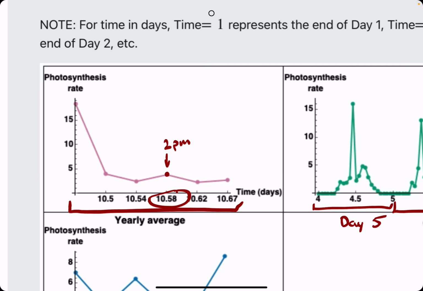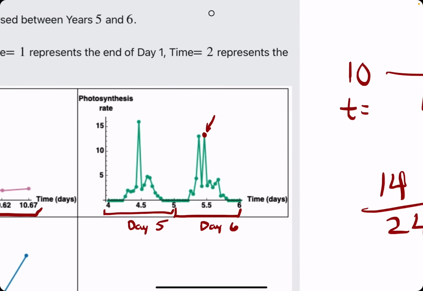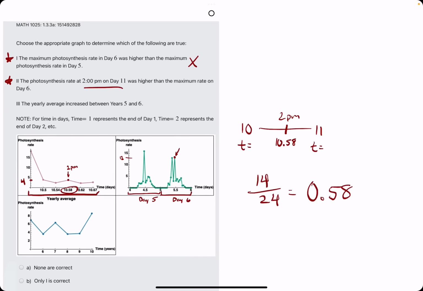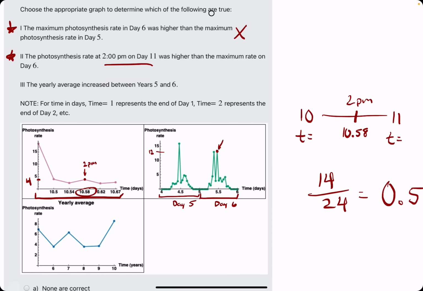It looks like the 2 p.m. value had a rate of about 4, maybe 3. My line was a little sloppy there. I'd say it's closer to 4. And then on day 6, the max rate was at least 12. And they say that the 2 p.m. rate, the 4, was higher than the max rate on day 6, the 12, and that is not right. 4 is not higher than 12, so this is also a false statement.